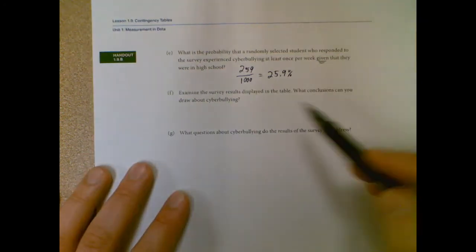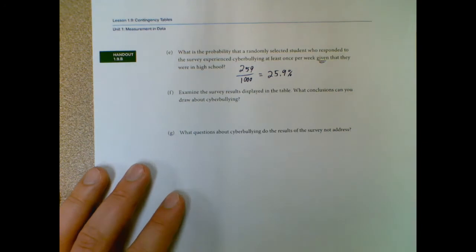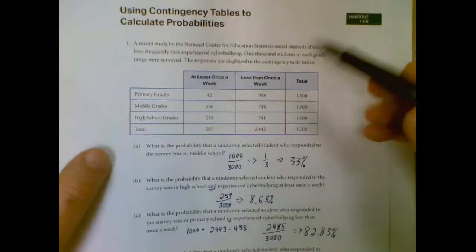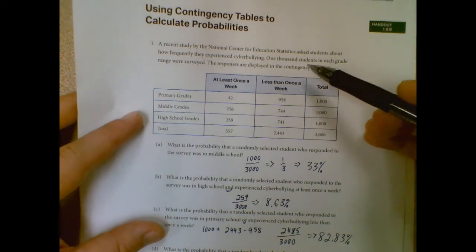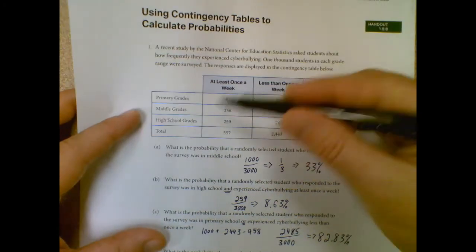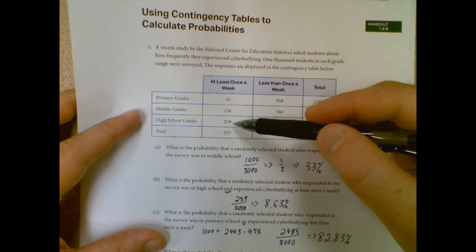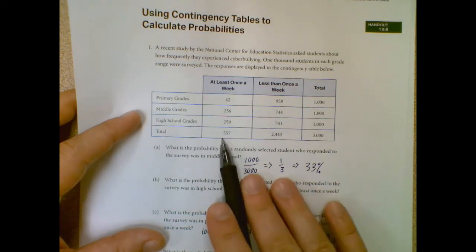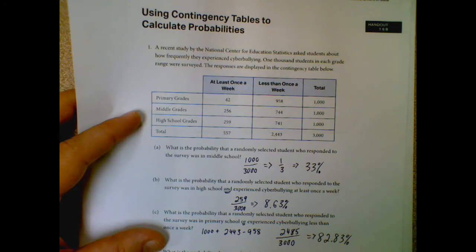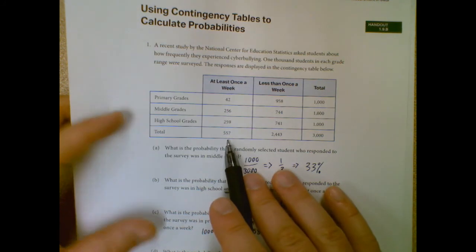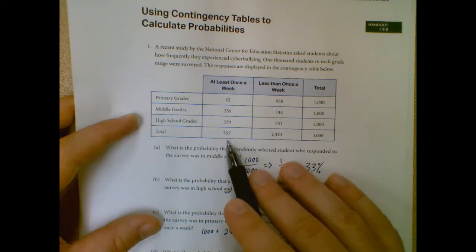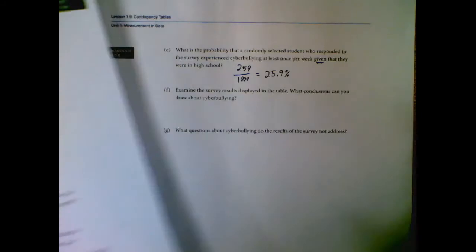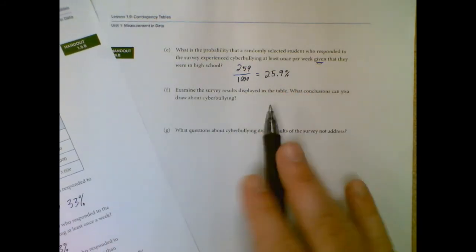All right, now a little more open-ended. Examine the survey results displayed in the table. What conclusions can you draw about cyberbullying? There are a couple ways you could take this. If we're talking about these ones, you could say there's 557 divided by 3,000. How many people were cyberbullied at least once a week? You could say it's pretty common that about 18.5, or about 20%, of the students are bullied at least once a week. So you can say it's pretty prevalent. There are a lot of conclusions you can draw here.